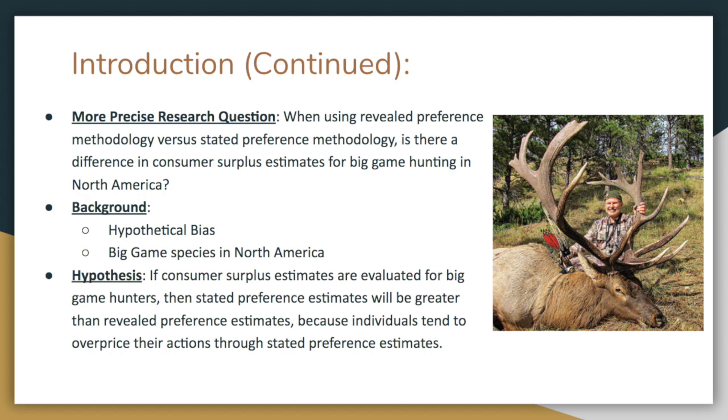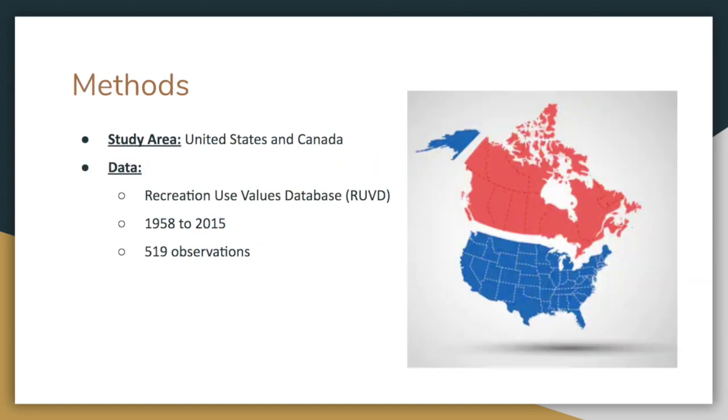Additionally, some examples of big game in North America include moose, black bear, grizzly bear, deer, bighorn sheep, elk, American bison, and the American alligator. And this brings me to my hypothesis. If consumer surplus estimates are evaluated for big game hunters, then stated preference estimates will be greater than revealed preference estimates, because individuals tend to overprice their actions through stated preference estimates.